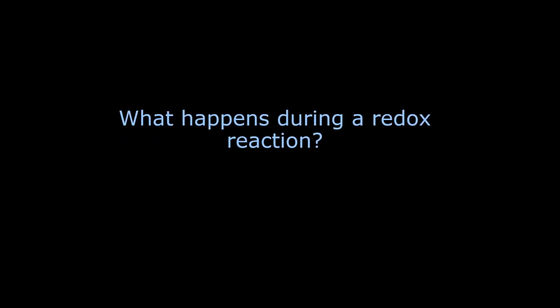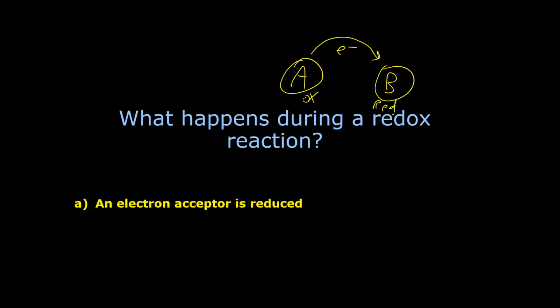What happens during a redox reaction? Remember we had this relay race. Let's sketch this one out too. We had substance A and substance B, and they were runners in a relay race, passing a baton that's actually electrons. If A passes and donates it, he's being oxidized. And if B is picking it up, he's being reduced. An electron acceptor is reduced.